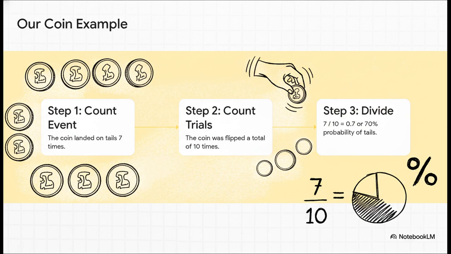Let's break that down real quick. Step 1, you count your successful outcomes. For us, that was 7 tails. Step 2, count your total attempts. That was 10 flips. And step 3, just divide. 7 divided by 10 gives us an experimental probability of 0.7, or 70% for tails.